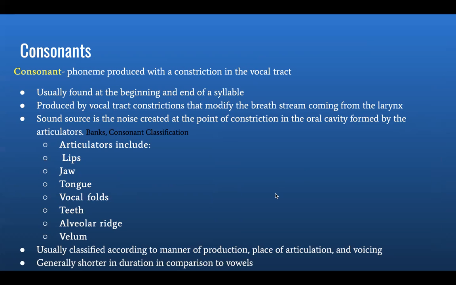These articulators include the lips, the jaw, the tongue, the vocal folds, teeth, alveolar ridge, and the velum. We usually classify consonants according to the manner of production, place of articulation, and voicing, which is a bit different than vowels, which, as we described, we classify more with tongue placement and lip rounding. And in comparison to vowels, consonants are generally shorter in duration.